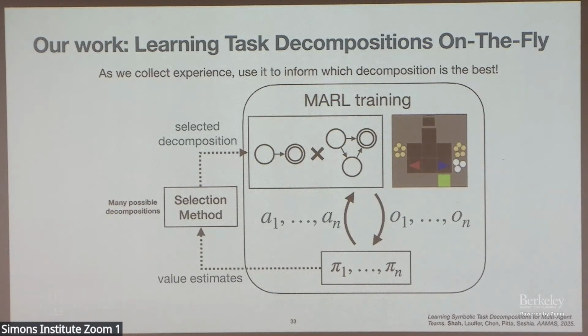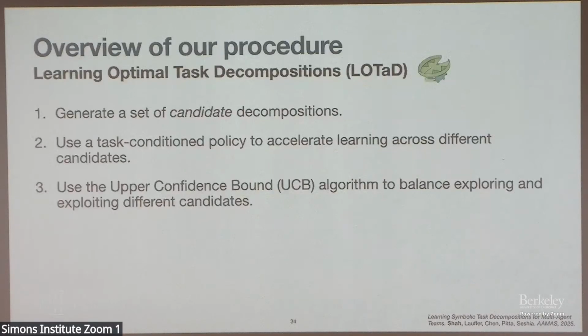Now I have to balance trying new decompositions for the agents and exploiting the decompositions that I know these agents are good at, or that this team is good at. In order to do that, we follow a pretty straightforward three-step process. Our algorithm is called learning optimal task decompositions, or LOTAD for short. It's a simple three-step process.